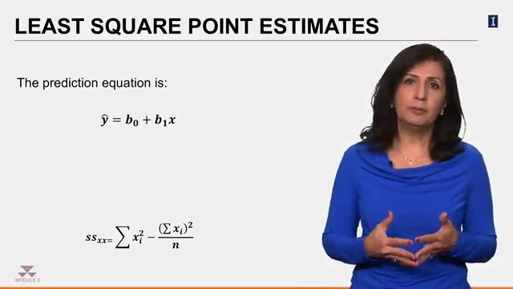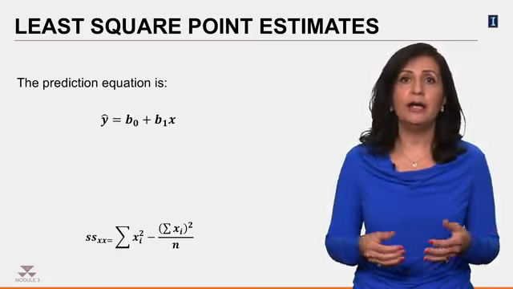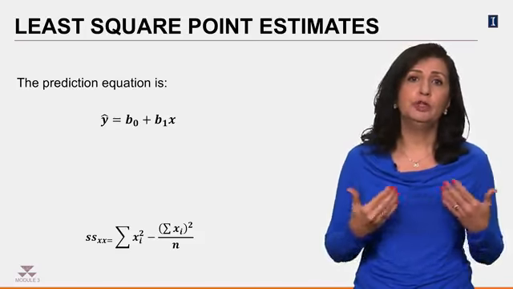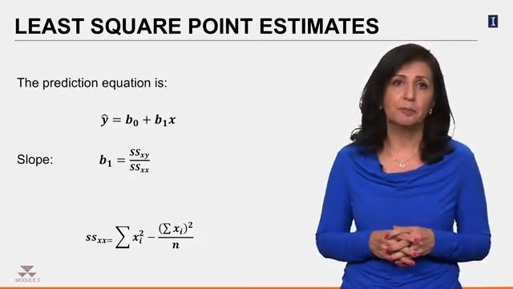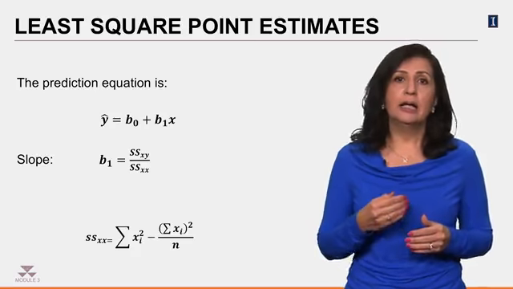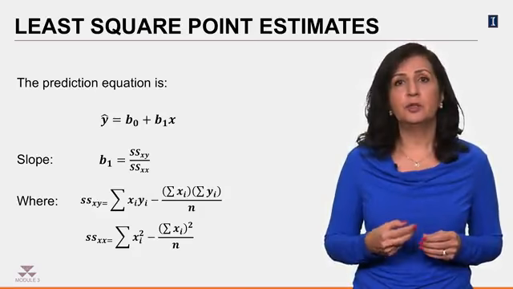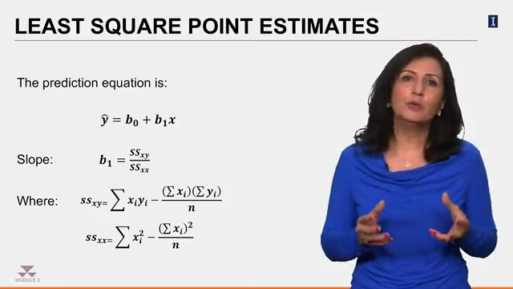I will probably drop the hat in most of my slides, but technically the hat over the y is a reminder that we are dealing with prediction. But that is all we will be doing here anyway, so let's remember that and make life a little less cluttered. b1, the slope, is based on two sums of squares, and these sums of squares are calculated using the following formulas. Now, I can guess what you're thinking.